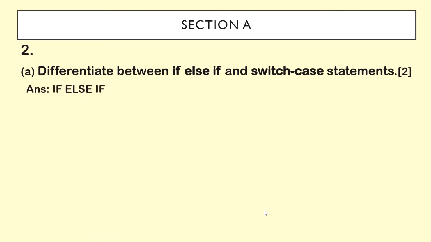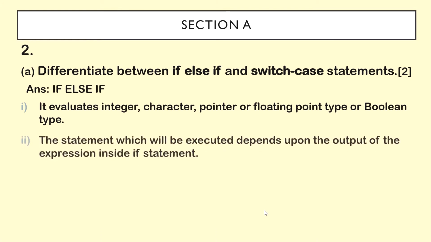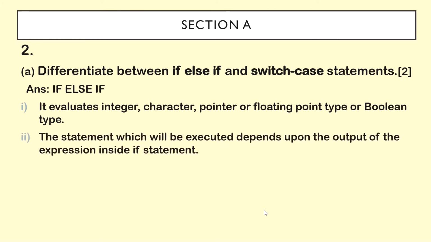Let us understand. It evaluates integer, character, pointer or floating point type or boolean type. So it generally checks, evaluate means it checks and then runs. So integer, character, pointer or floating type. Now the statement which will be executed depends upon the output of the expression inside if statement. So whatever condition you are putting inside the if statement basically decides which statement will be executed.